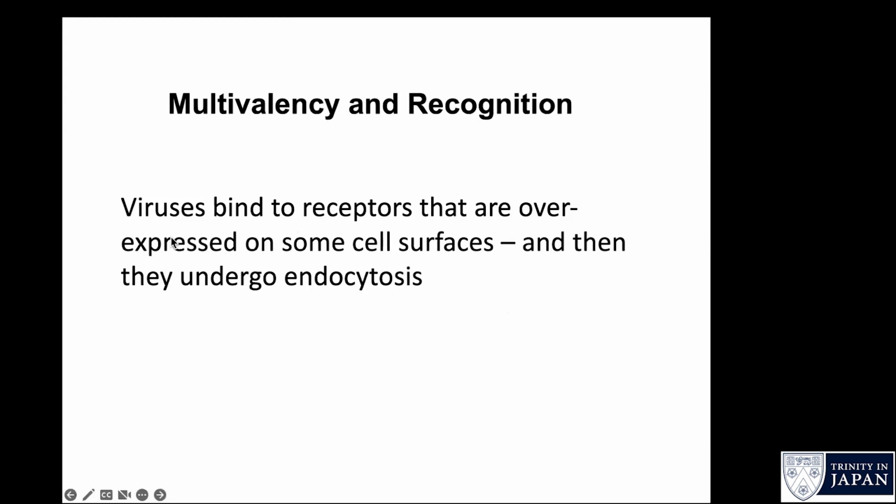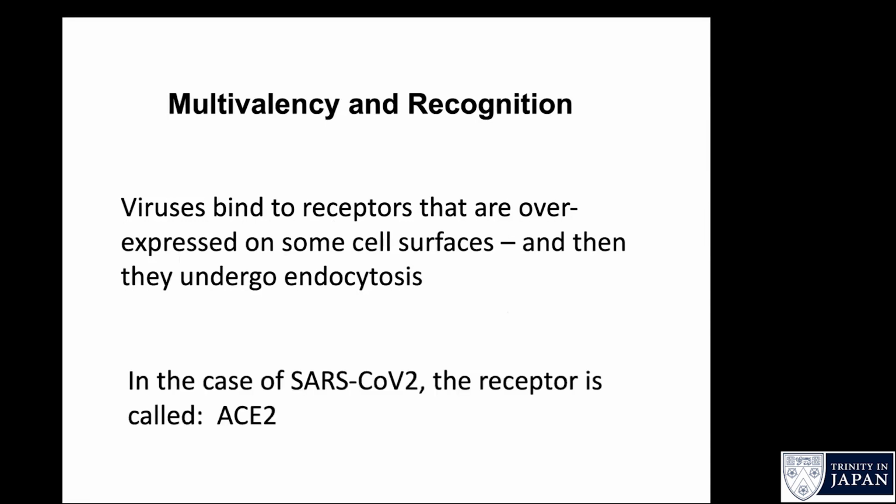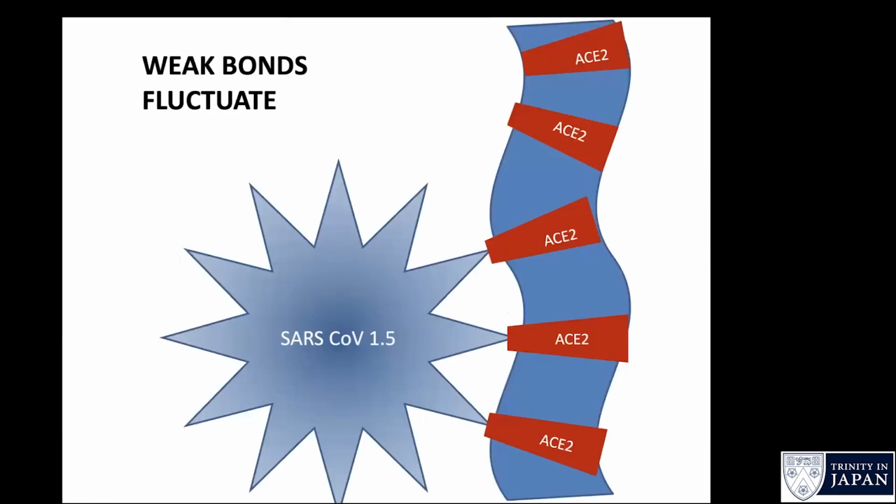And the question is, how do they recognize which cells to bind to without spending too much time binding to the wrong cells? And so just for this SARS, the coronavirus, the receptor is called ACE2, but that's just the name of a receptor. Okay, so what happens?